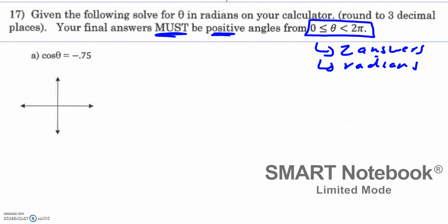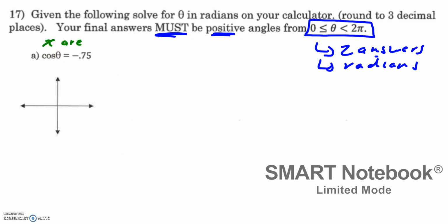So, eventually, I'm trying to find an angle, so I will need to take an inverse of both sides. But before I do that, I want to think about what this problem is saying. This is saying that my x values are negative, which means at the end of the problem, before I take an inverse, the quadrants that the x values are negative are quadrants 2 and 3.